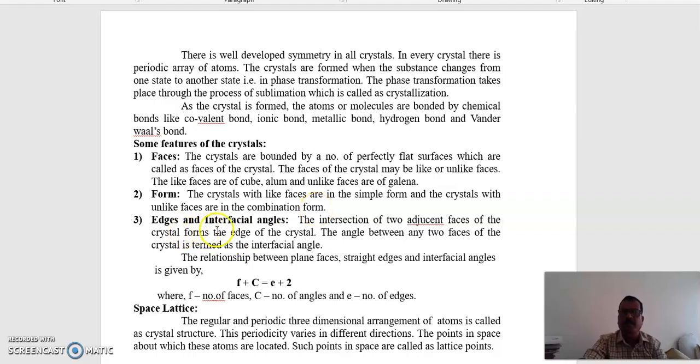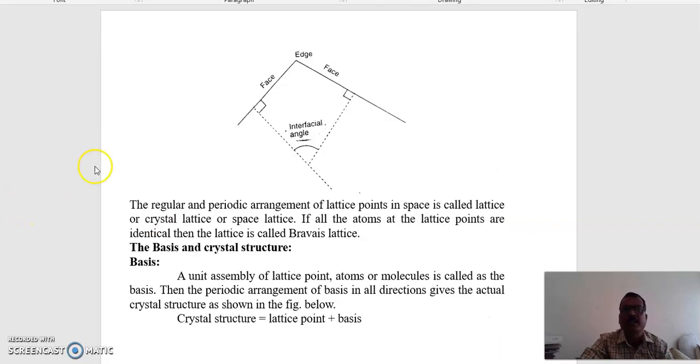Then the third feature, edges and interfacial angles. This is important, we will need it ahead. The intersection of two adjacent faces of the crystal forms the edge of the crystal. Like the edge of a prism, two surfaces together form an edge. This can be shown here in this page.